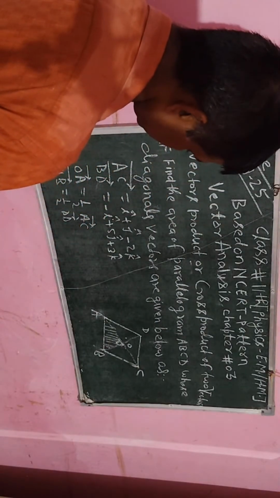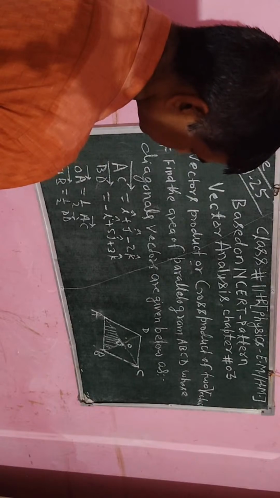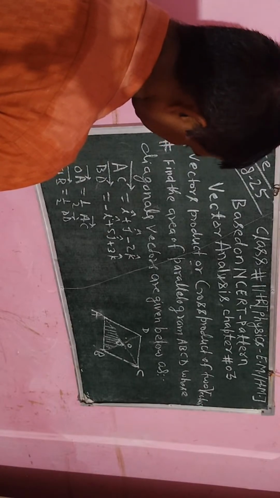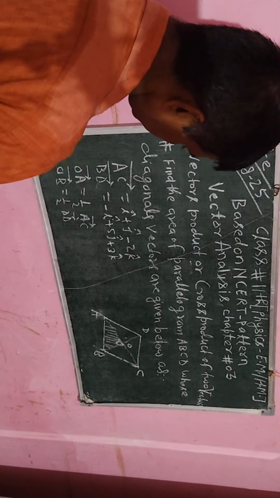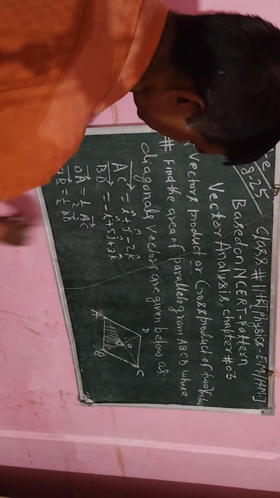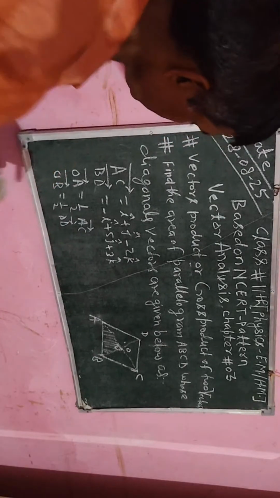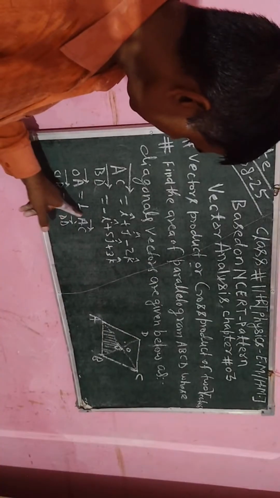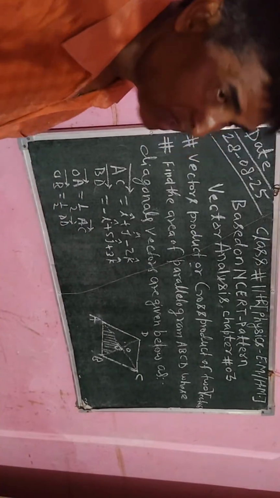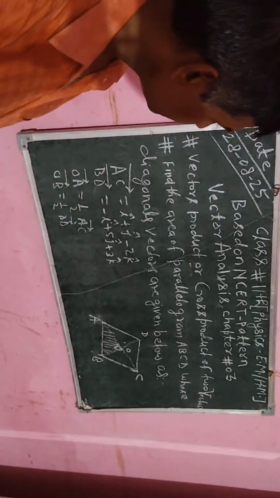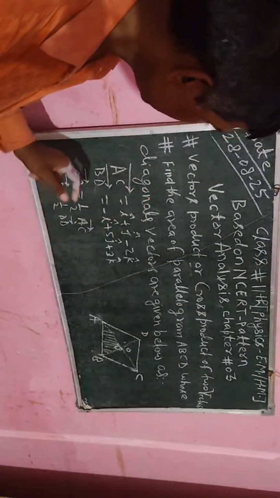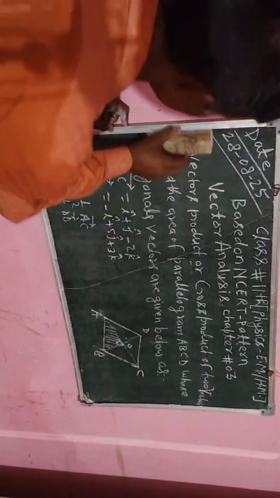So I will take their cross product, that is vector OA cross OB, which will be this one. I will take its value. Now further I will eliminate and then I will give its solution.